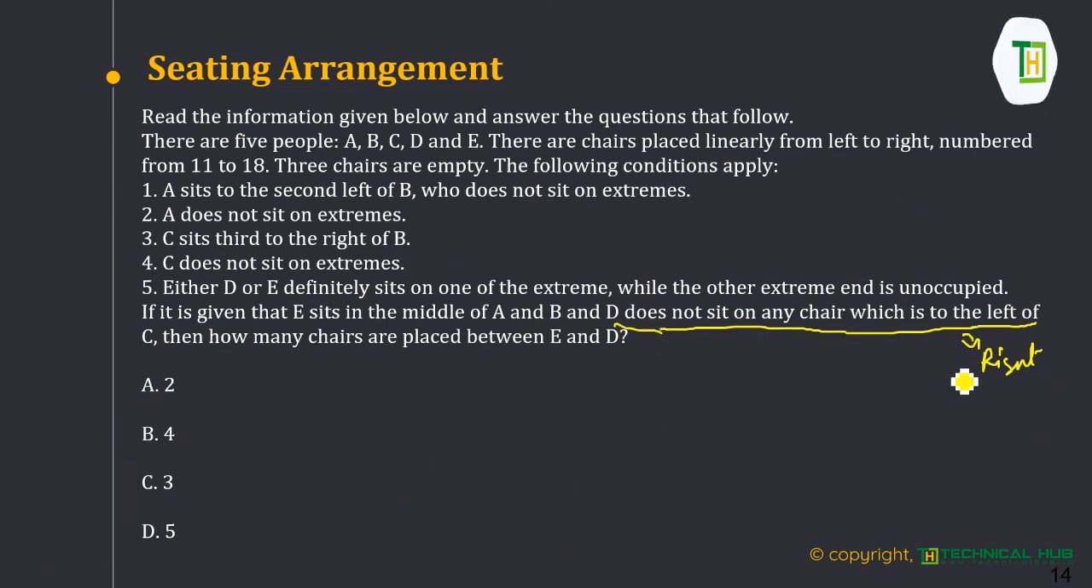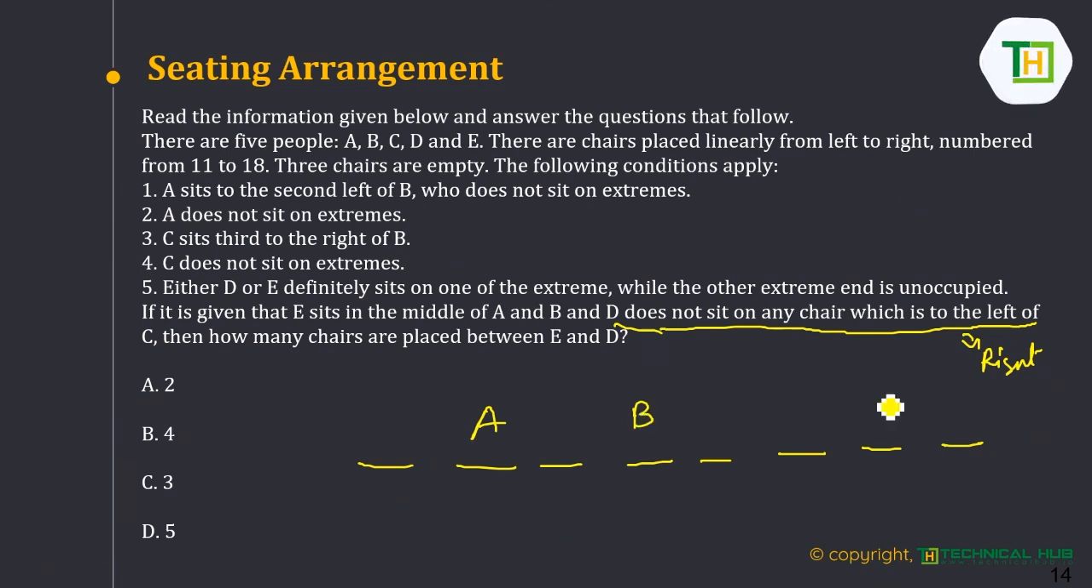D does not sit on any chair which is to the left of C means here the meaning is right of C. D's position is taken as right of C. So the sentence is right here: 1, 2, 3, 4, 5, 6, 7, 8. This is A's position, this is B's position, this is C's position. E is between them. So what is the condition here? D does not sit on any chair which is to the left of C. It means he should not sit on any chair to the left of C. Means definitely D sits on the right of C.